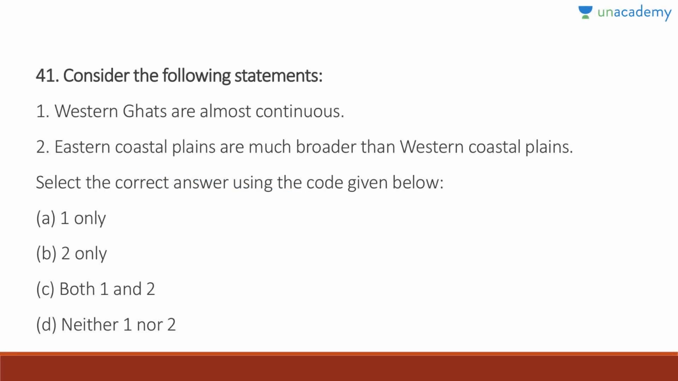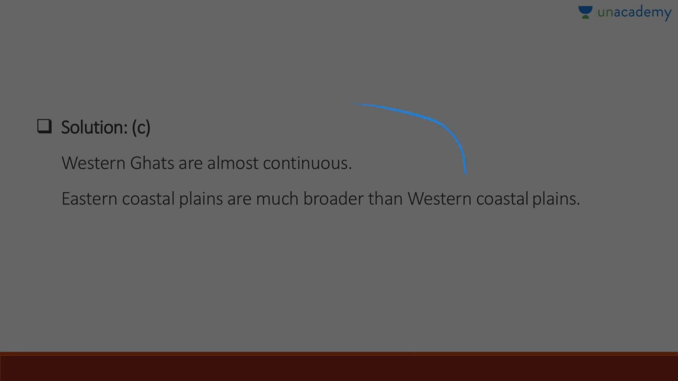Question number 41. Consider the following statements. Western Ghats are almost continuous. Yes, there are some passes in between through which places like Pune and Mumbai are connected, and Palakkad you might have heard about in Kerala. So these are the important passes. Eastern coastal plains are much broader than the western coastal plains. So both these statements are correct. So answer here is C, both 1 and 2. So you can read it here.